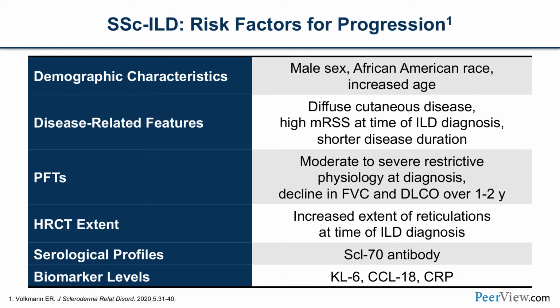More severe disease with moderate to severe restriction, declines in FVC, DLCO are also risk. Increased extent of reticulations, and serologic profiles with an Scl-70 antibody positivity also denote increased risk for disease progression. Biomarker levels have been correlated with this, and in clinical practice, we can measure CRPs.